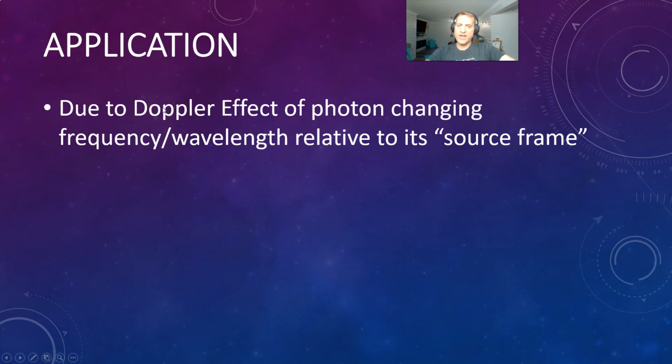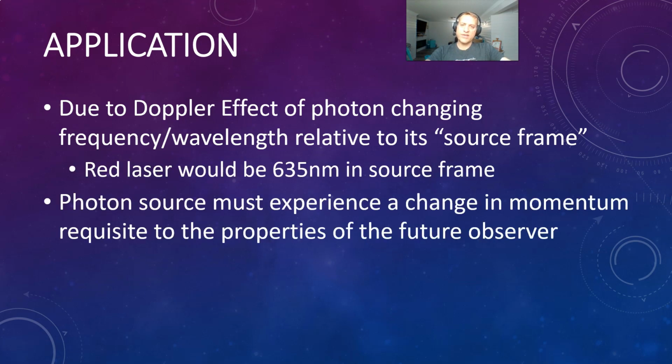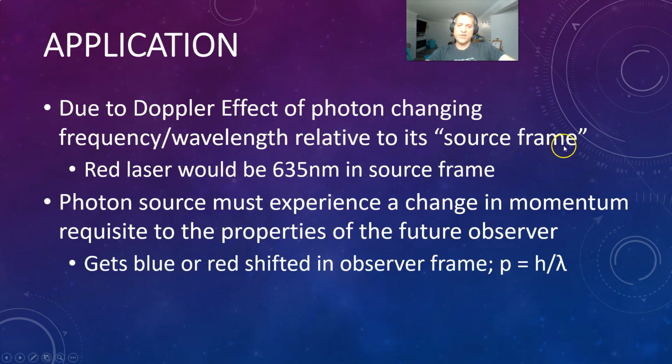Due to the Doppler effect of photons changing reference frames, they're changing their frequency or wavelength relative to its source frame. So if you have an observer frame that's moving at some relative velocity, then that photon is going to be Doppler shifted. For example, a red laser in the source frame would be 635 nanometers, but in the future observer's frame, if it had a relative velocity, there'd be a change in momentum of that photon, would have a different momentum because its wavelength would change. Its wavelength would be either red shifted or blue shifted, right, away from 635.